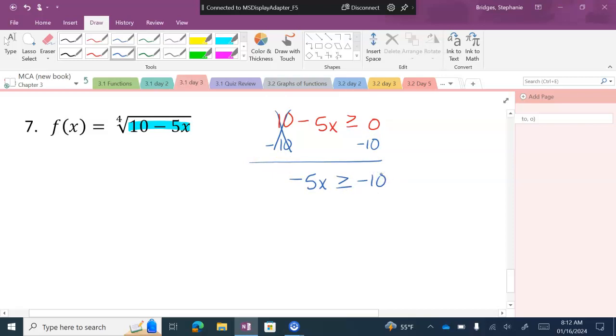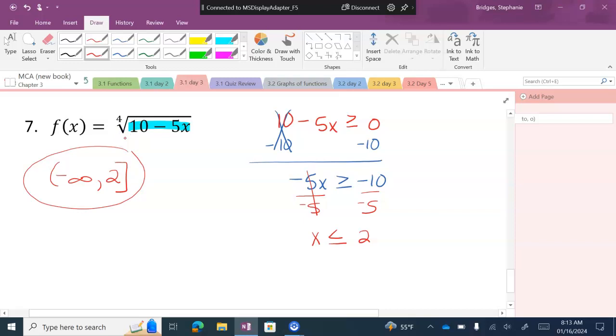What do I have to divide by? And when you use an inequality and you divide by a negative number, what is it you have to do to that inequality? You have to flip it. So it becomes x is less than or equal to, what's -10 divided by -5? 2. How do I write that? What comes first? -infinity all the way to 2 with a bracket.